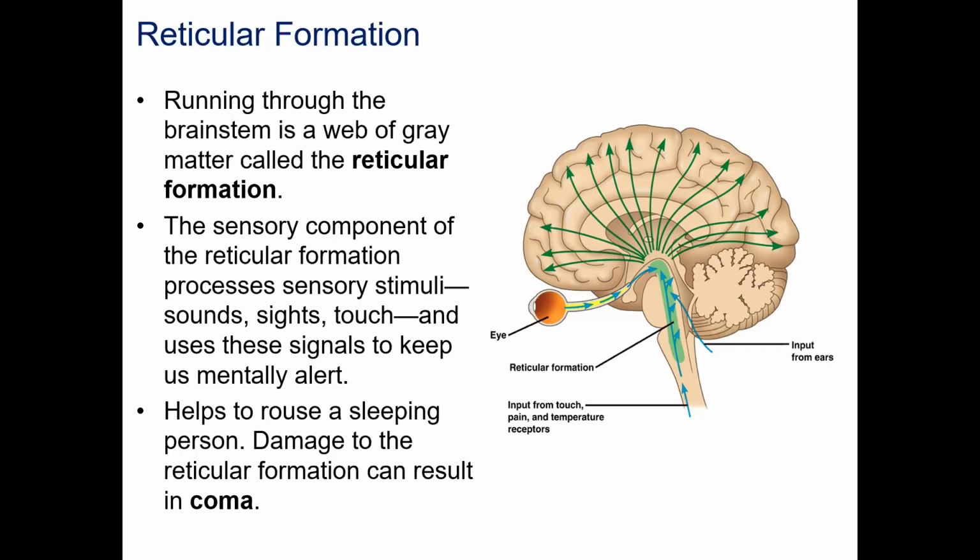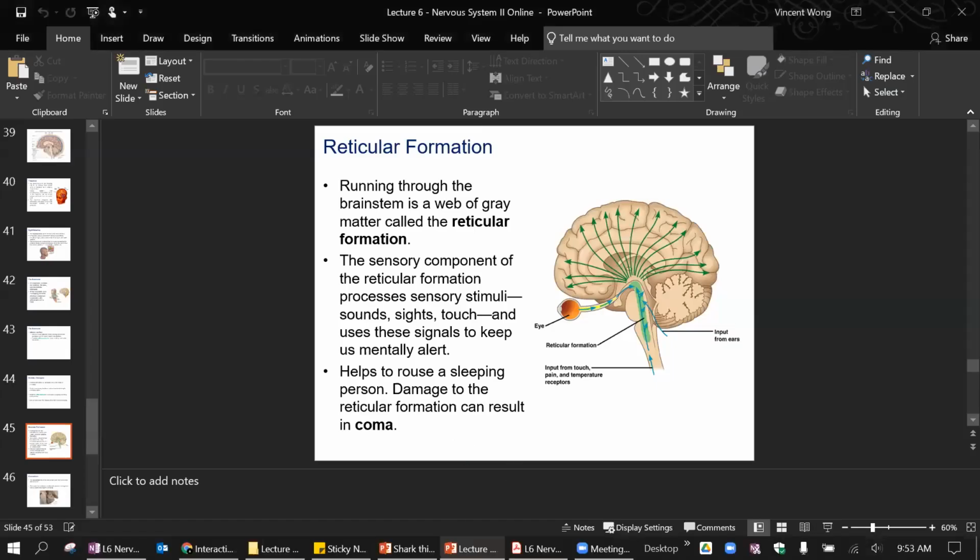So if you hear something dropping, or your child crying, or a police car driving by with the siren on, the reticular formation will instantly wake you up and give you that mental alertness. It's gray matter, and it uses all these senses as stimuli to arouse the brain. If you damage the reticular formation, you basically won't wake up. That's like what a coma is. I hope that answers your question.